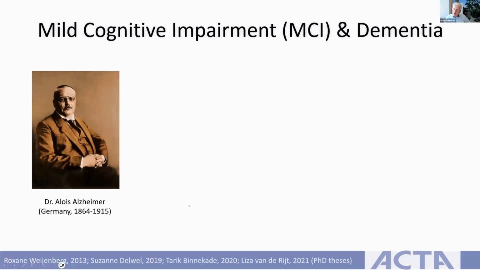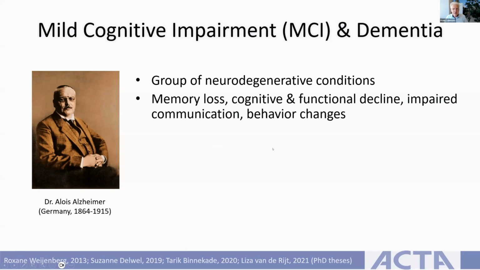So now, next topic. This was Parkinson's disease, very brief. Now the mild cognitive impairment, MCI, and especially dementia. I have to show now a German doctor after a UK doctor, Alois Alzheimer, the man after whom the most frequently occurring dementia, as we think now, has been named, also a long time ago. This is basically a group of neurodegenerative conditions characterized by, well, I'm not going to tell you anything new, but it's more to warm up for myself a little bit, memory loss, cognitive and functional decline, impaired communication, behavioral changes. Well, the list is endless.